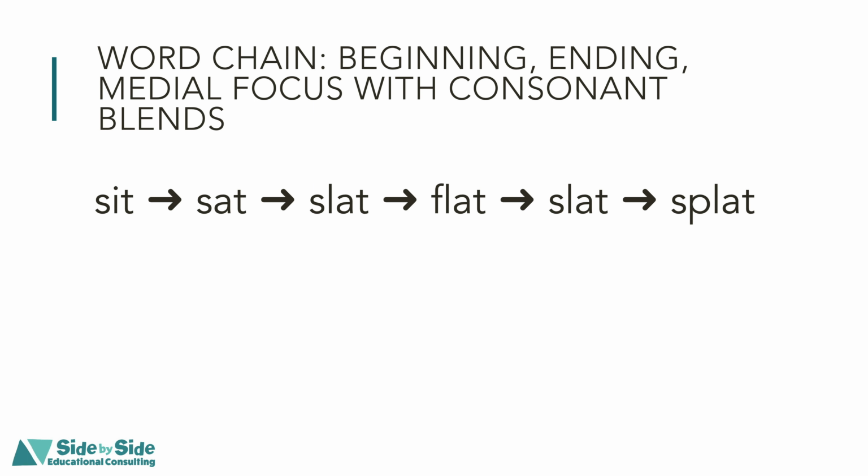The last level that you can take kids to in this is to not only work on beginning, medial, and ending sounds, but then start to throw in some consonant blends. So this might be where we go from sit to sat to slat to flat, back to slat, and then a three-letter blend at the beginning, which is splat. Really getting kids to build some bigger words and do some building and chaining with those consonant blends, which is a much more difficult skill.